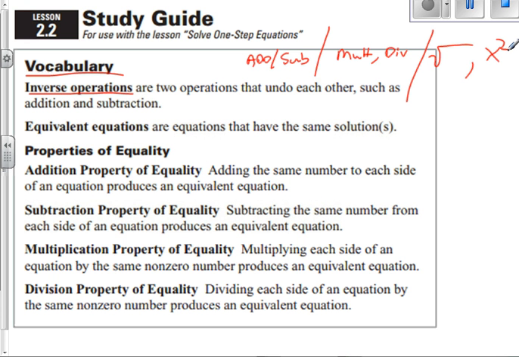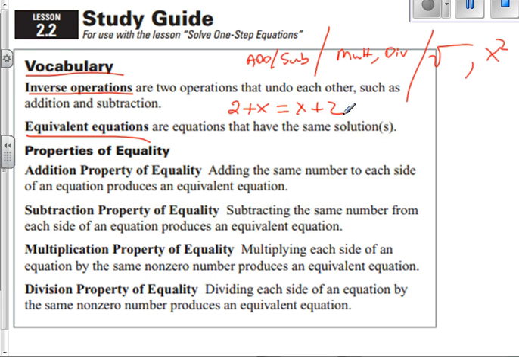Okay? So let's look at equivalent equations. These are equations that have the same solution. As an example, we know that 2 plus x could equal, let's just say x plus 2 to make it simple. So it's just two sides, two expressions that equal each other.